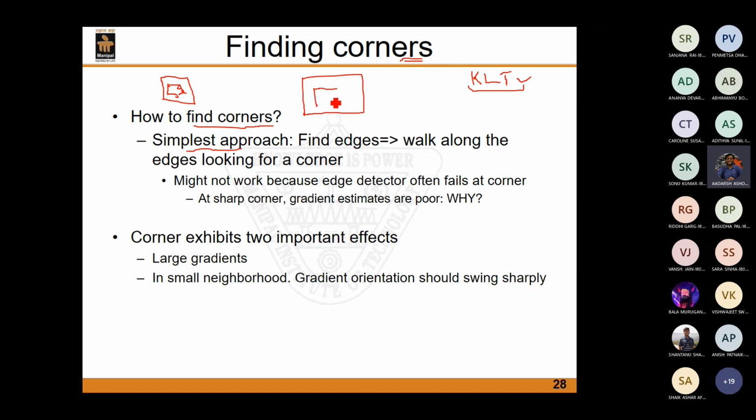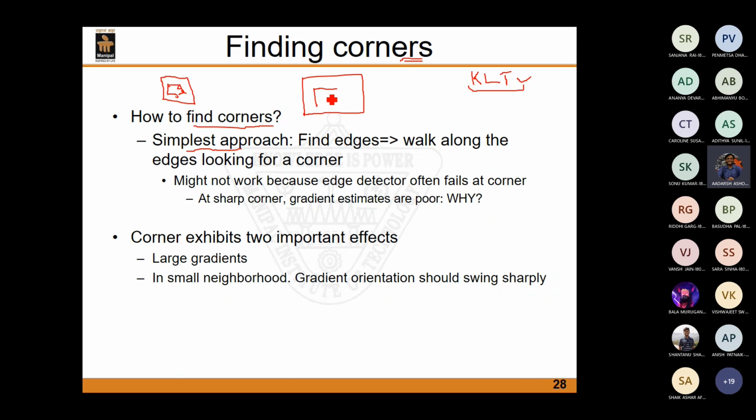So by calculating the gradient, we get the edge information. Now what we can do is, given the edges, is there a corner present? One very simple approach by which you can do that is, you can simply look at the gradient information or the location of the gradients. We can just scan through the given lines or the edges and see if there is any abrupt change in the direction.